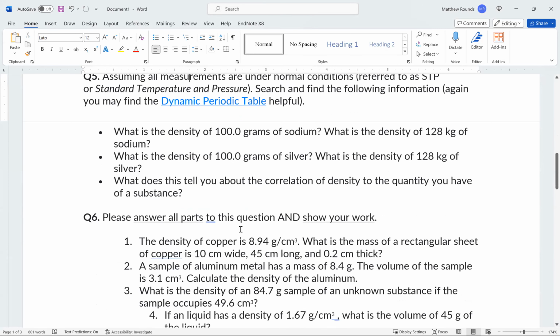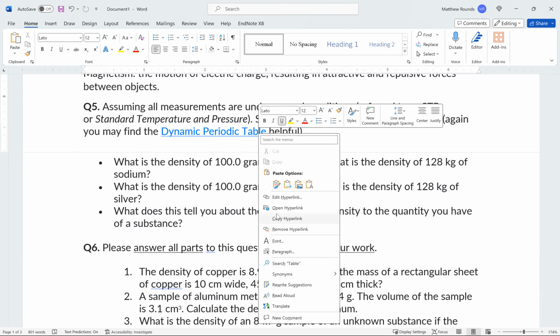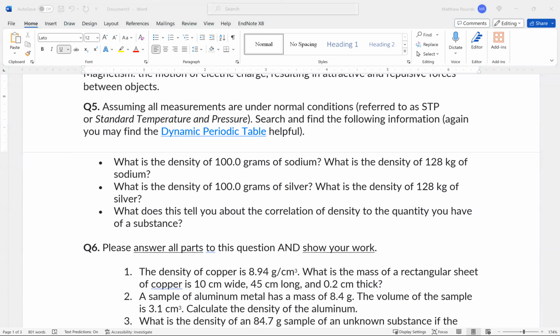All right. Thank goodness that's over. We can move on to something a little more standard here. What is the density of 100 grams of sodium? What is the density of 128 kilograms of sodium? Apparently this link is helpful. I'm going to copy this link and see what it's referring to, and go from there.